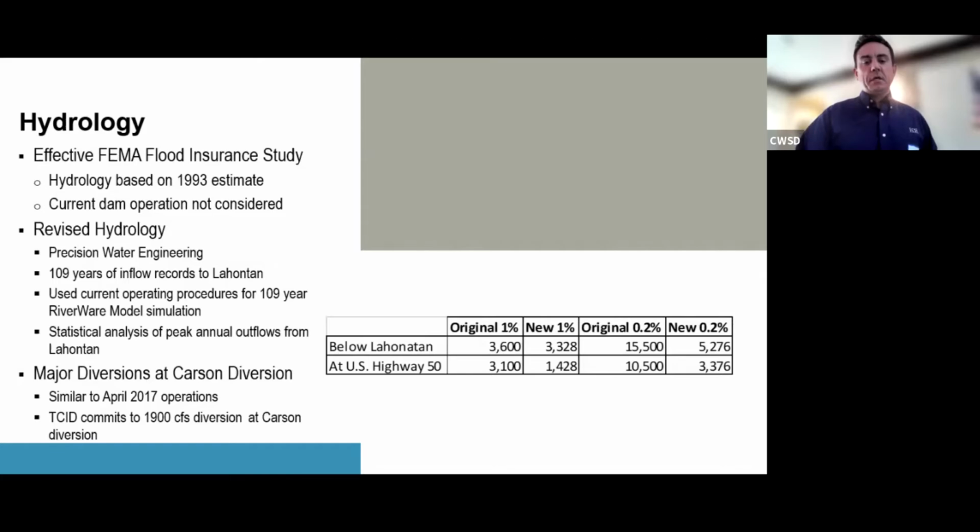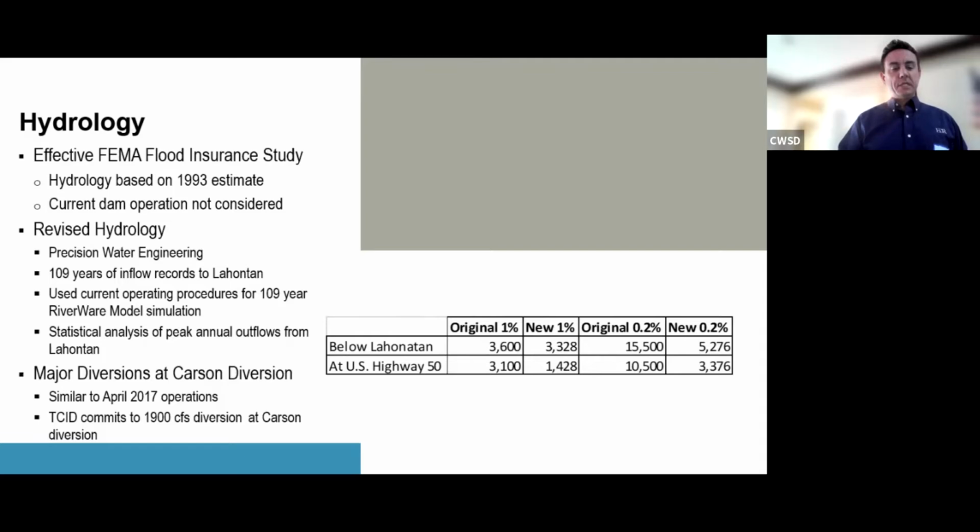So if you look at this graph or the table here, at Highway 50, the original flood insurance study didn't consider this diversion. And it was a higher flow coming out of the reservoir. So our revised hydrology at Route 50 is about 1,400 CFS versus the 3,100 that was in the original study. So you can see a big reduction in the flows below that Carson diversion. And that becomes a really important feature in managing the floodplain below that diversion.